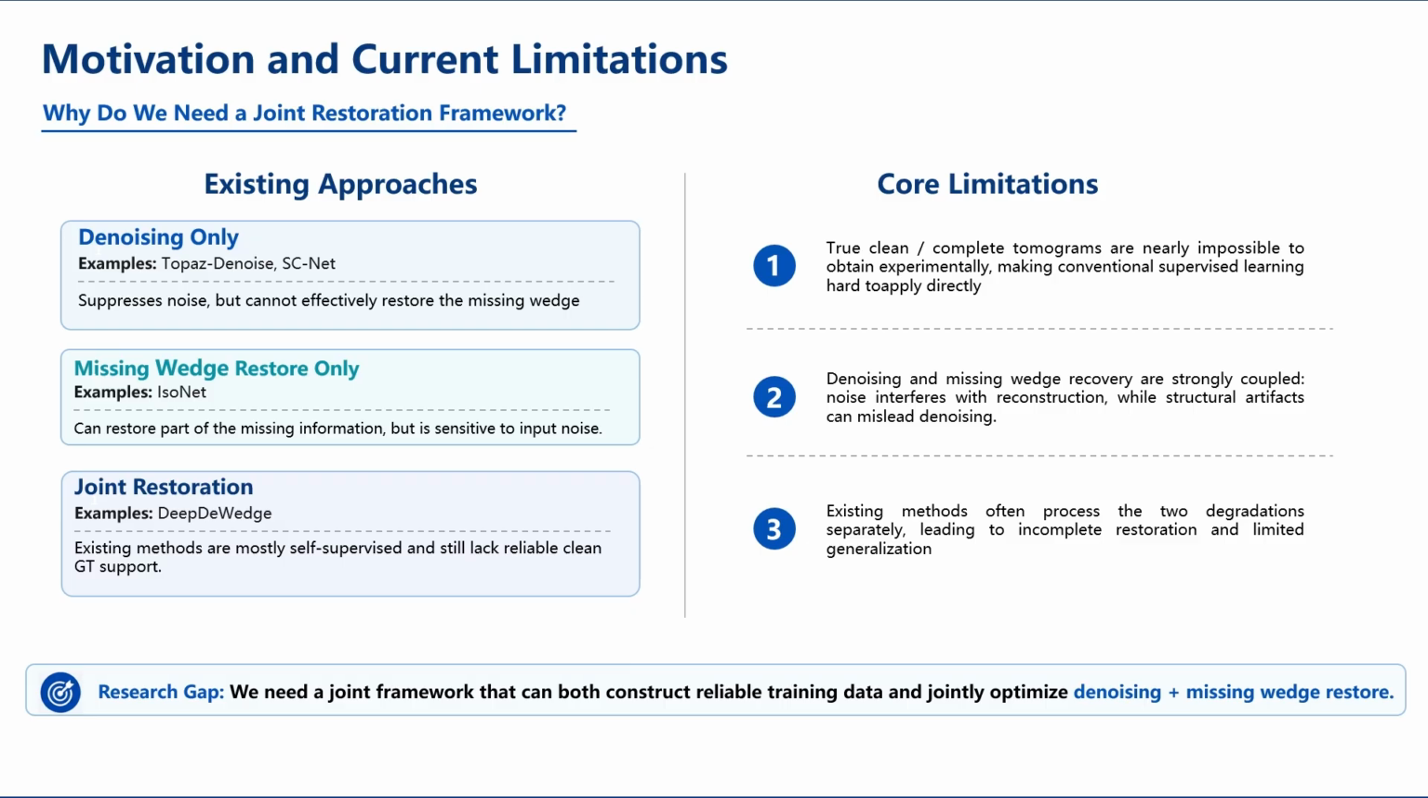The core limitations are clear. First, true clean or complete tomograms are nearly impossible to obtain experimentally, which makes conventional supervised learning difficult to apply directly. Second, denoising and missing wedge recovery are strongly coupled. Noise can interfere with reconstruction, while structural artifacts can mislead denoising. Third, many existing methods process the two degradations separately, leading to incomplete restoration and limited generalization. So the research gap is, we need a joint framework that can construct reliable training data and jointly optimize denoising and missing wedge recovery.